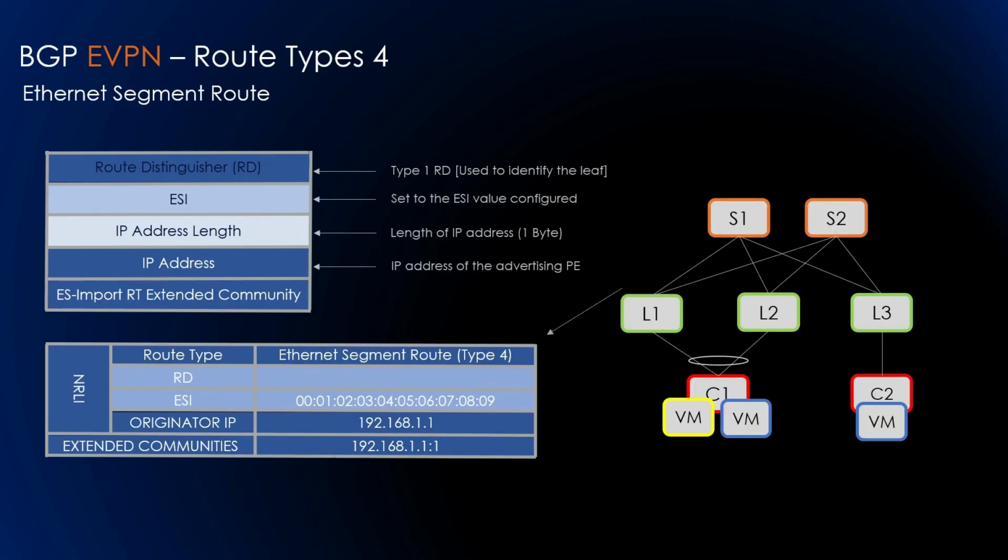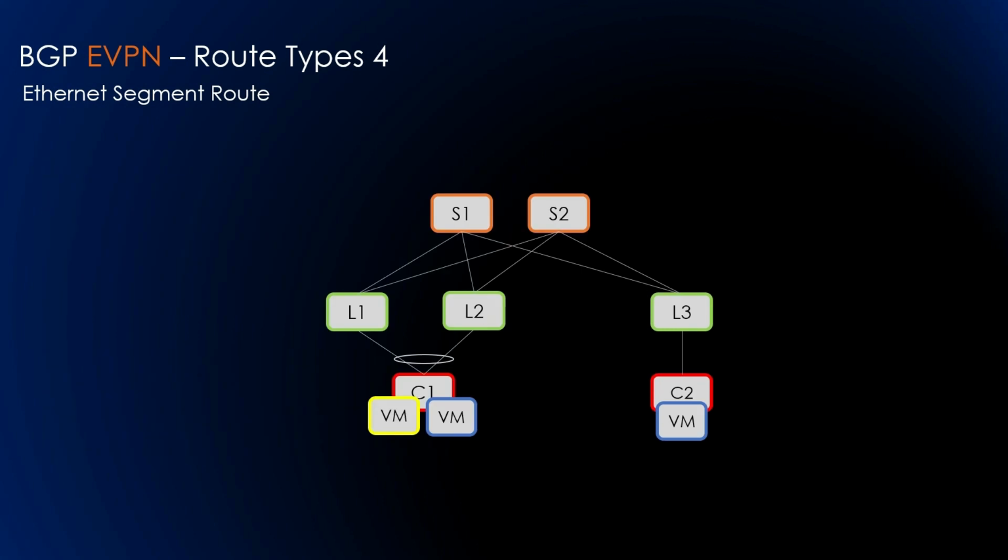So this route type 4 carries the route distinguisher, which identifies the leaf, and the configured ESI. Then it has the IP address length and the IP address, which is that of the advertising PE, the originating leaf. Consider a CE, a host or a router, that is multi-homed directly to more than one PE in an EVPN instance. One or more Ethernet tags may be configured on the Ethernet segment.